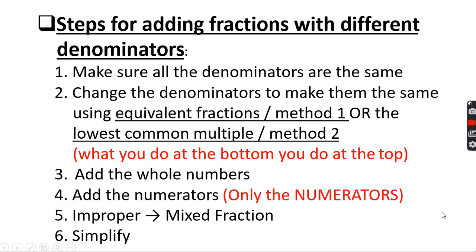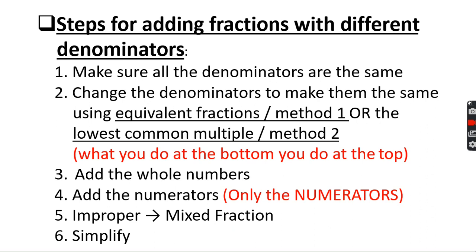So here are the steps for adding fractions with different denominators. Step 1, make sure all the denominators are the same. Step 2, change the denominators to make them the same. There are two methods, equivalent fractions, which is method 1, or the lowest common multiple, which is method 2. Remember, what you do at the bottom, you do at the top.